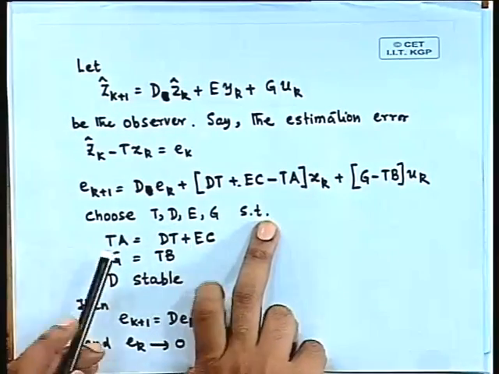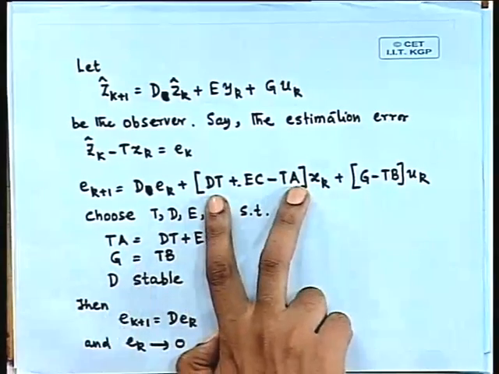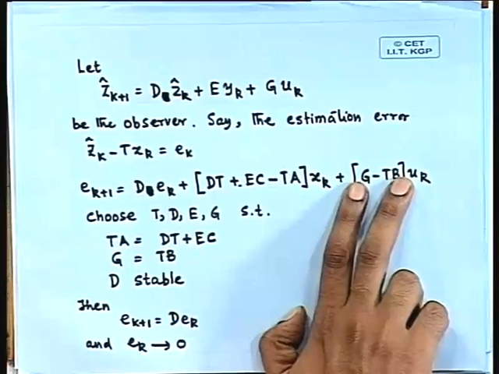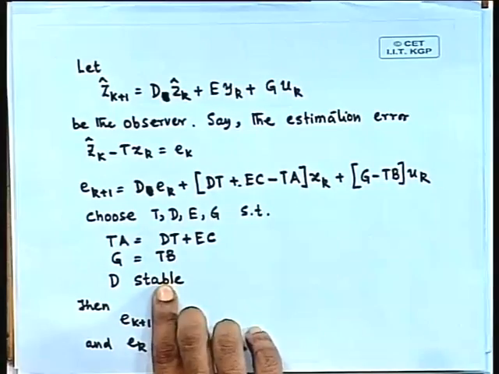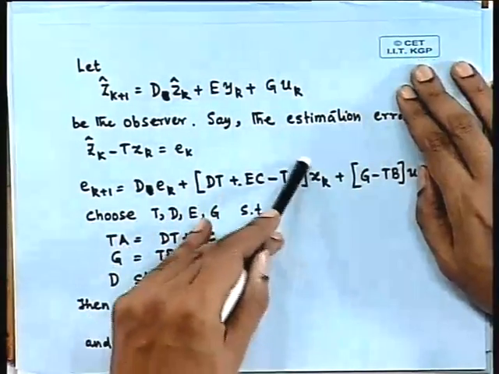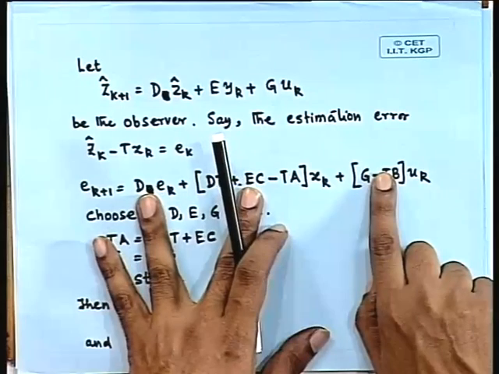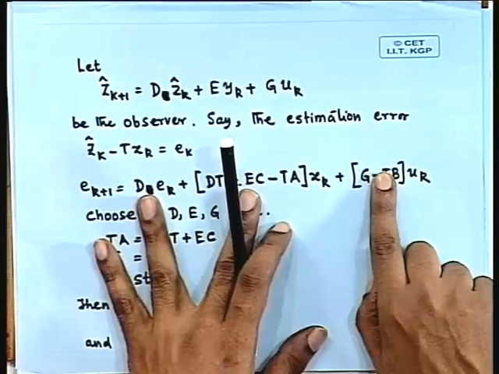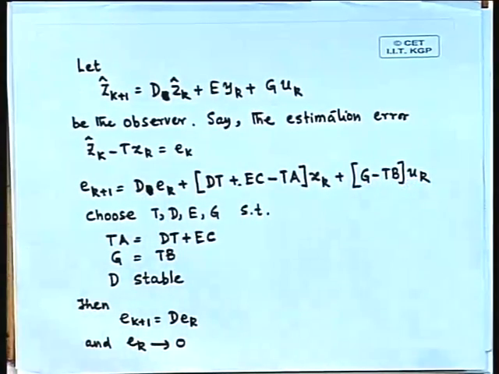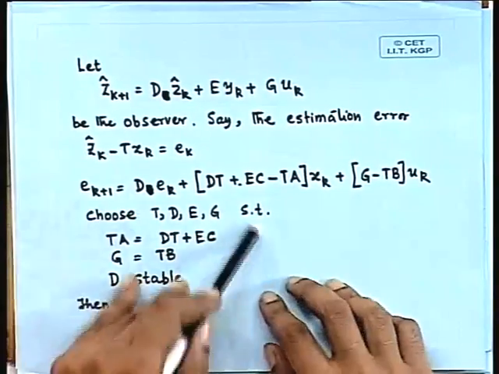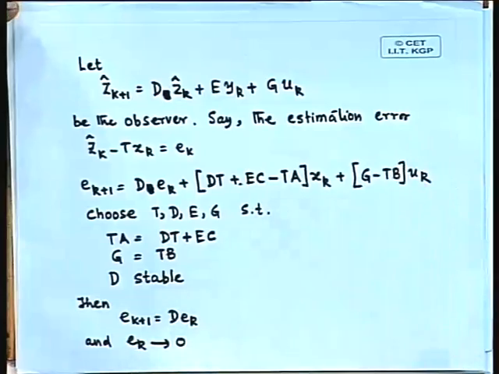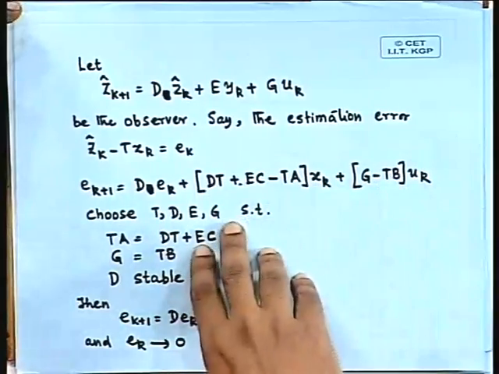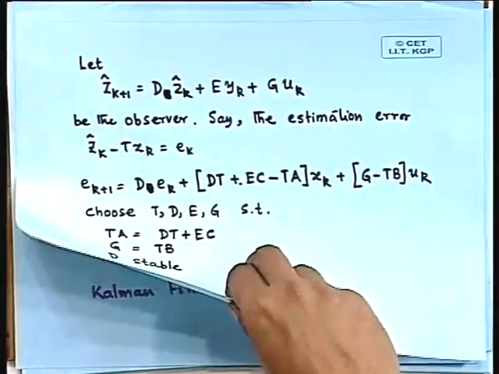So you choose these such that TA is equal to DT plus EC, that will make this term 0, and put G is equal to TB, that will make this term 0, and also choose in such a manner that D is stable. Then this term will become 0, that term will become 0, and you will only be left with D, and D is stable, that is all. So then you get e k tends to 0. So this is the problem. Now how do you do it? You have various kinds of algorithms by which you can actually make a choice. Those algorithms I am not discussing, but this is the essential principle of a reduced order observer.